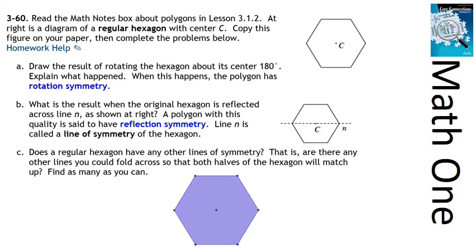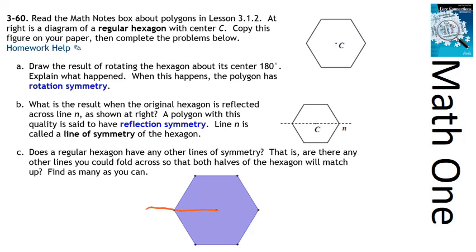The next one says, what is the result when the original hexagon is reflected across the line N shown at right? Well, you can look at it. When I reflect that down across it, you can see it's going to match itself exactly, right? And when this happens, line N is called a line of symmetry, and we have what's called reflectional symmetry. And then part C says, does a regular hexagon have any other lines of symmetry? That is, are there any other lines that you could fold across so that both halves of the hexagon would match exactly the same? So we already looked at this one.